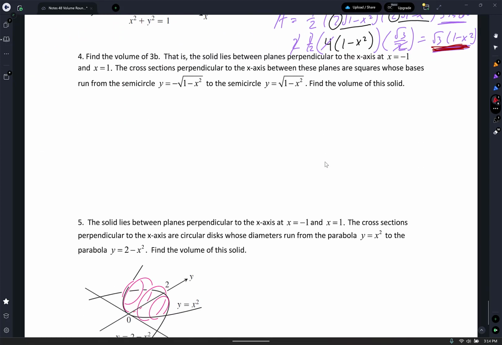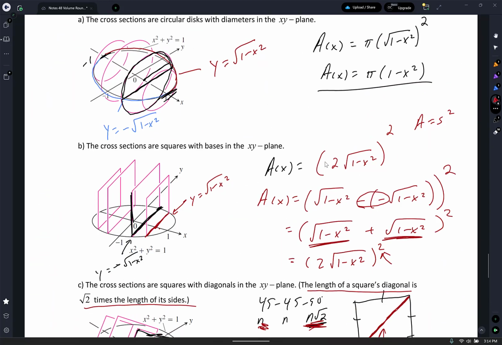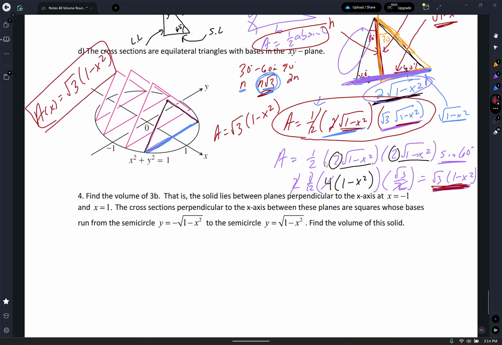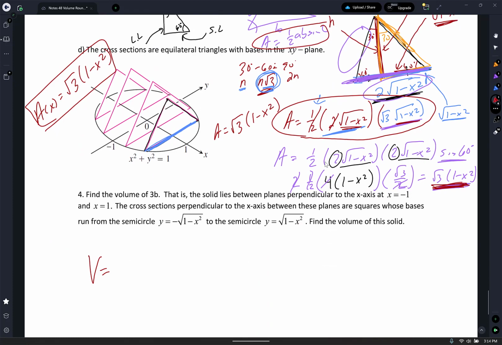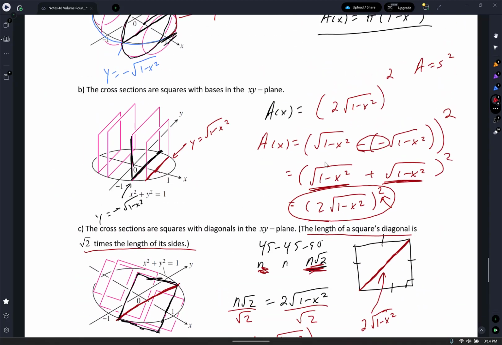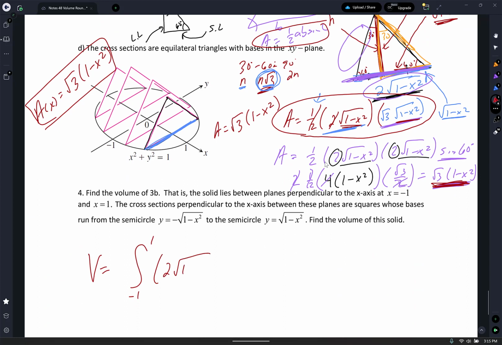All right, number 4. It says find the volume of 3b, whose bases were squares. Okay, so 3b here was the area cross section. Where are you? This guy. So I'm going to go volume equals integral from -1 to 1. And then I'm just squaring this guy. 2 square root of 1 minus x squared, close it, squared, dx.